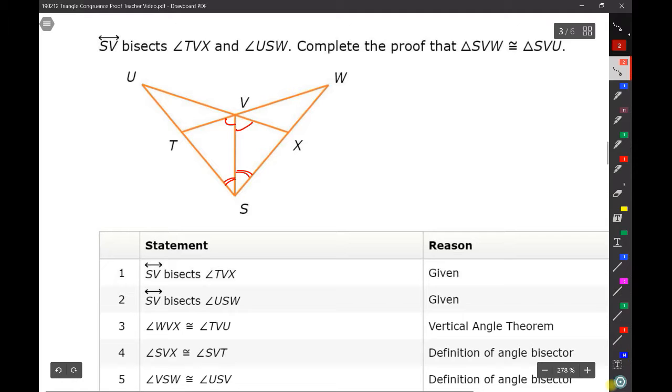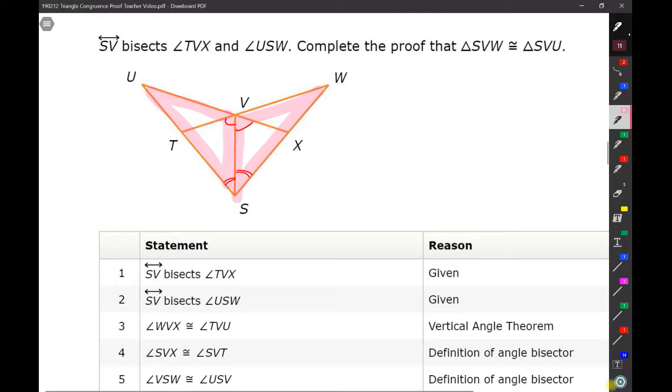All right? Now here's what we got to prove, and I'm going to use the highlighter again to do that. We got to prove that triangle SVW is congruent to triangle SVU. All right, SVW is going to be right here. Watch. SVW. We want to show that that triangle right there is congruent to SVU, to this triangle right here. Okay, we're trying to show that those two triangles are identical twins to each other.